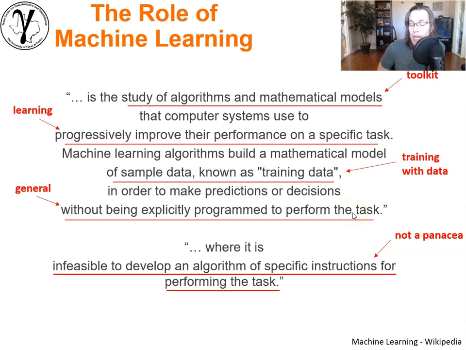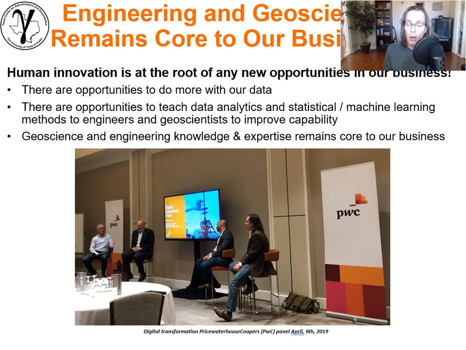Now, what's interesting is many people, when they read through Wikipedia articles, probably stop in the first couple of paragraphs. They may not get right to the end. If you continue to read through the article, near the end you'll see the following statement: where it is infeasible to develop an algorithm of specific instructions for performing the task. So what does that tell us? It's not a panacea. It's not a solution to all. In other words, and I'll say this again, when you understand the engineering and the scientific principles, use that knowledge. Don't go just data-driven. In fact, that can be very dangerous. All right, so I'll comment a little bit more on that. Where am I coming from?